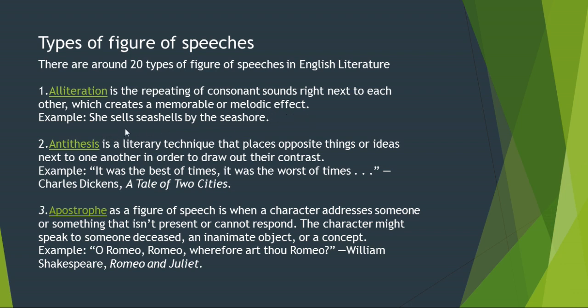Example: She sells seashells by the seashore. Antithesis is a literary technique that places opposite things or ideas next to one another in order to draw out their contrast. Example: It was the best of times, it was the worst of times. Charles Dickens, A Tale of Two Cities.